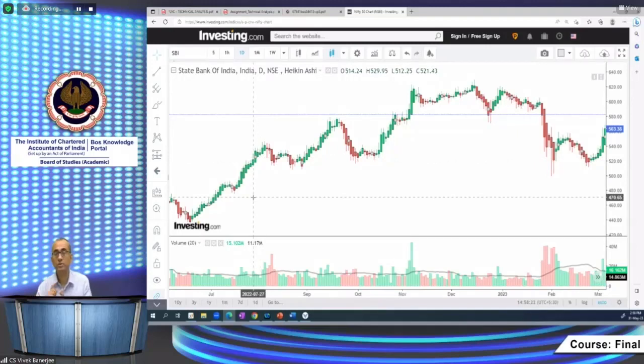So after the accumulation phase, comes the public participation. Public are participating in it. So the share prices are increasing, if you can see. So from this date, 21st June 2022, till this 9/11/2022, for about 1.5 years, it is showing a continuous uptrend.